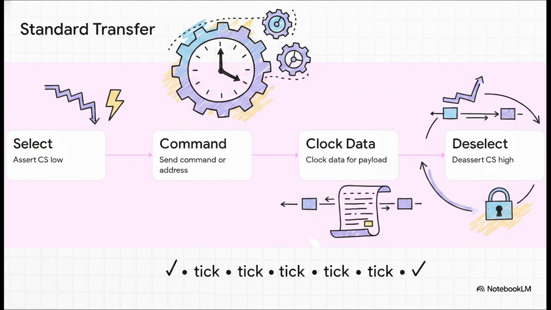The flow of a standard transfer is highly rhythmic. Step 1. The master asserts the chip select line low, singling out the peripheral. Step 2. The master sends a command byte or an address. Step 3. The master continues to clock data, either sending a payload or pulling in a response. And Step 4. The master deasserts the chip select line high, cleanly ending the transaction. Tick, tick, tick, tick. It is a perfectly synchronized data frame.